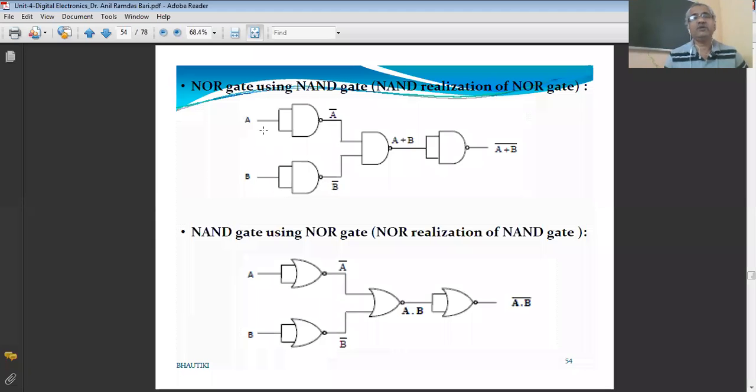So similarly, we can obtain the NOR gate using the NAND gate, or we can obtain the NAND gate using the NOR gate. म्हणजे डिपेंडिंग अपॉन विच सर्किट डू यू हॅव. तुमच्याकडे जर समजा नॅन्ड गेट अवेलेबल असेल तर नॅन्ड गेट वरून आपल्याला नॉर गेट ऑब्टेन करता येतं. तर या ठिकाणी आता समजा नॉर गेट आपल्याला तयार करायचं आहे, नॉर गेट युजिंग नॅन्ड गेट.